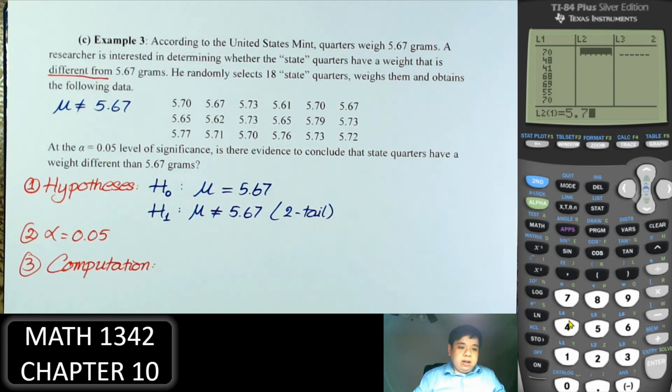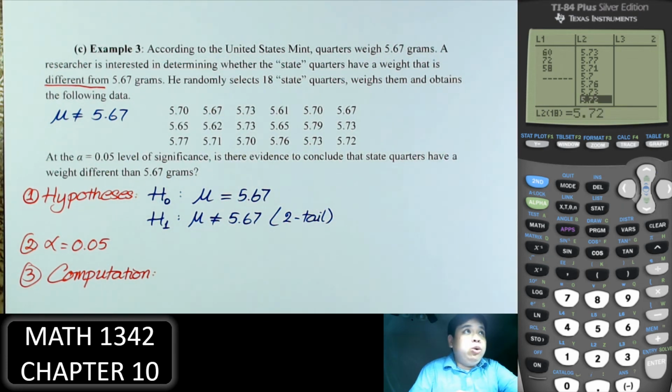Right, 5.7, 5.67, 5.73, 5.61, 5.7, 5.67, 5.65, 5.62, 5.73, 5.65, 5.79, 5.73, 5.77, 5.71, 5.70, 5.76, 5.73, 5.72.